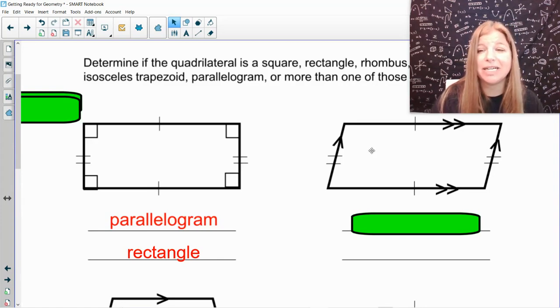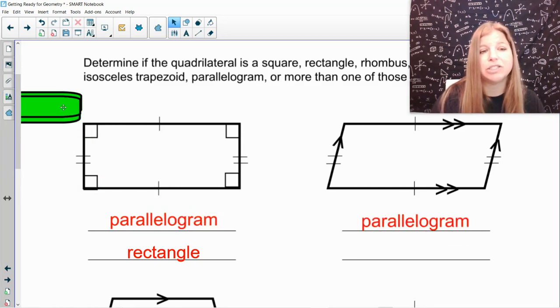In the next figure, I see I have a parallelogram. Opposite sides are parallel, opposite sides are congruent. I don't see those right angles, and I do see that not all the sides are the same. That means it's just simply a parallelogram. I know it's not a rhombus because all four sides are not congruent. It would not be a trapezoid because a trapezoid only has one pair of opposite sides parallel, and this has both pairs.